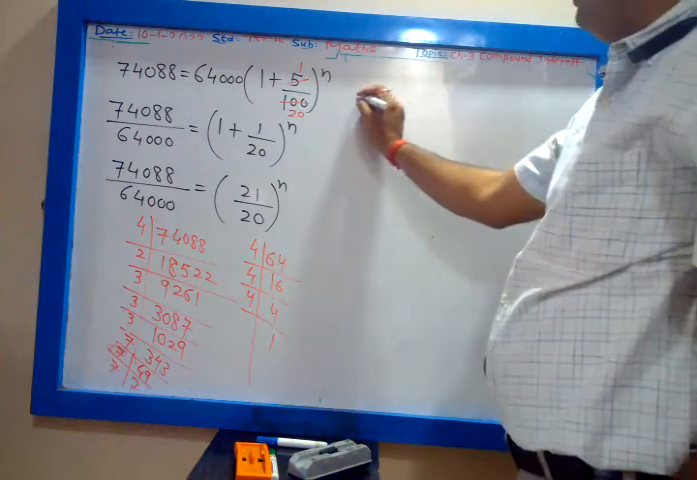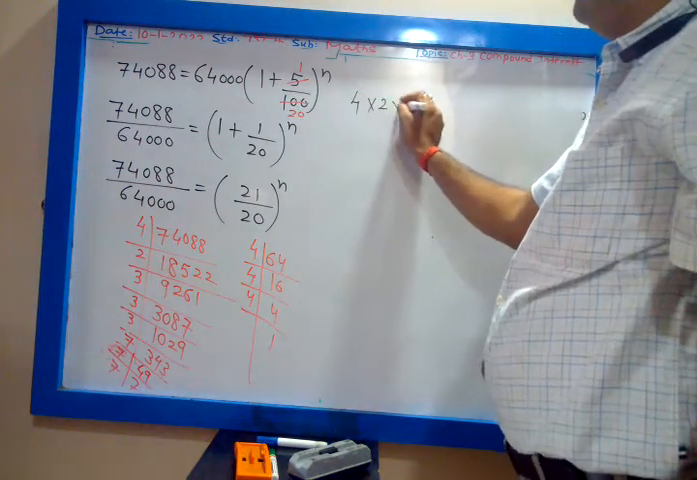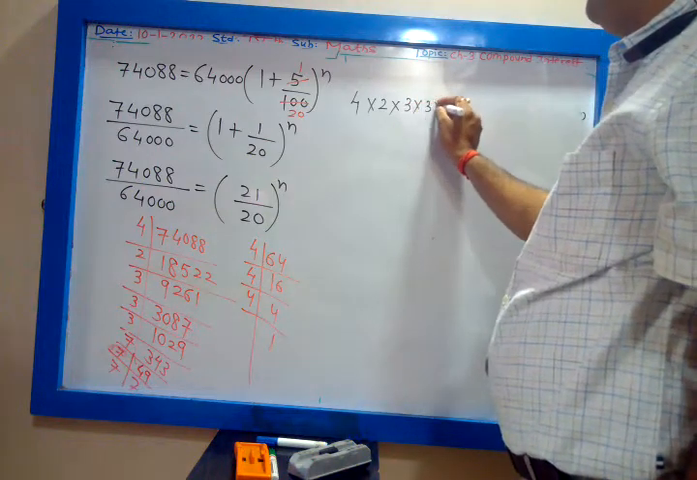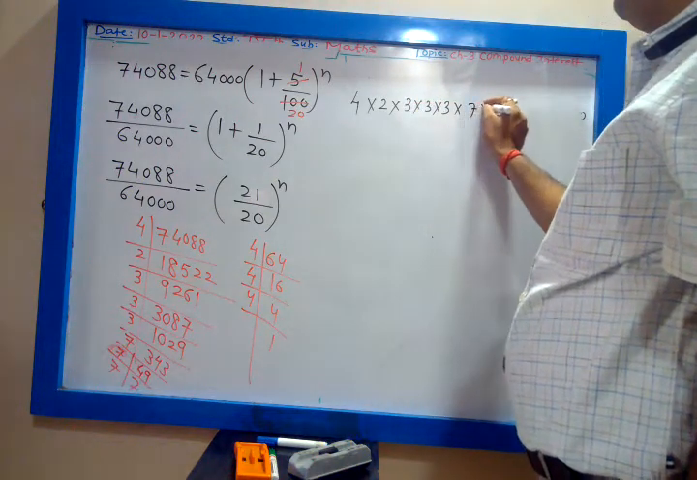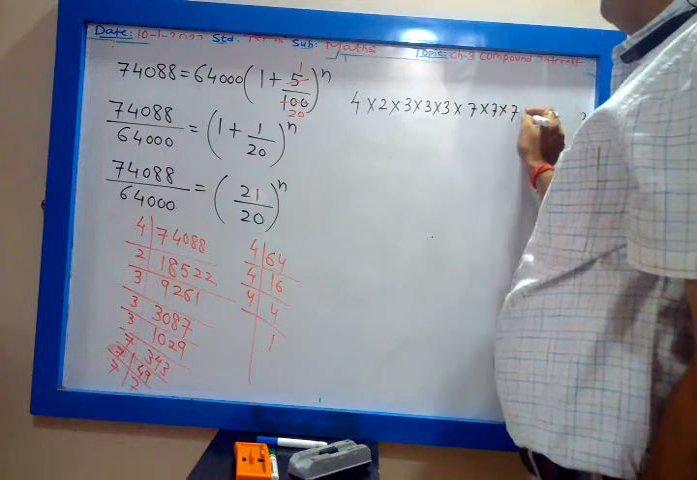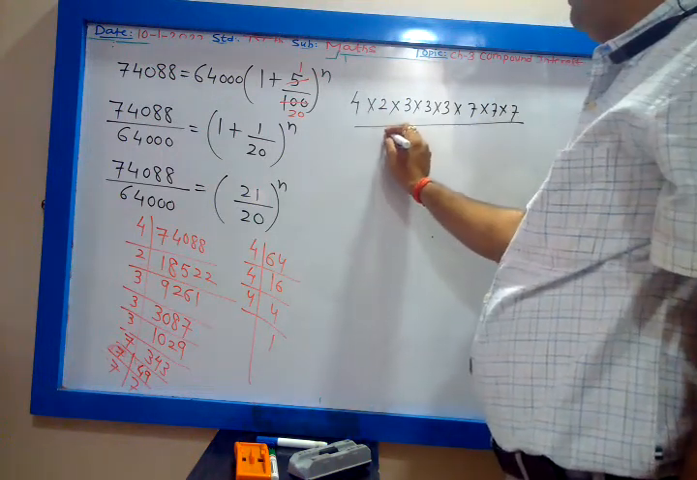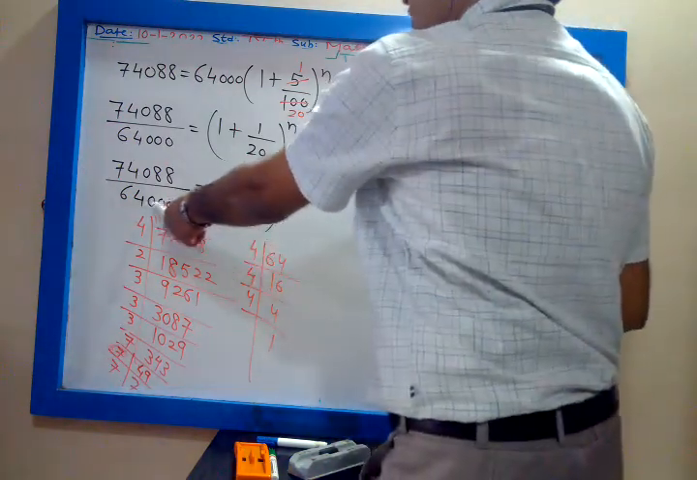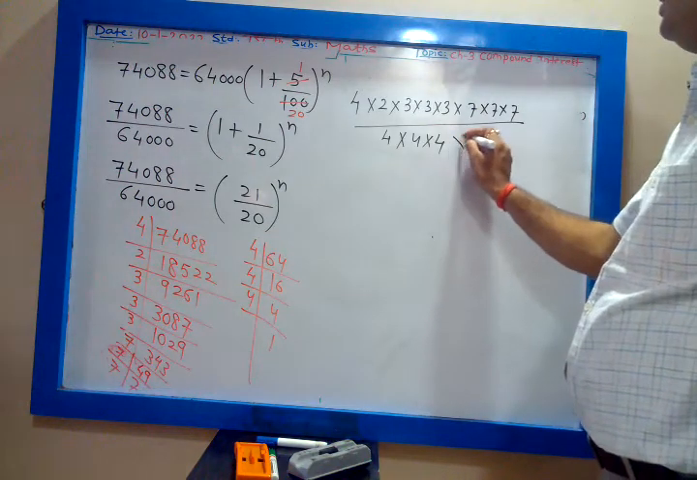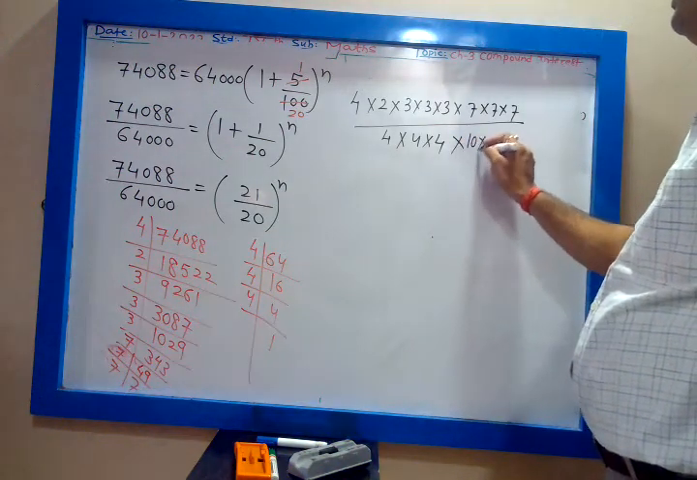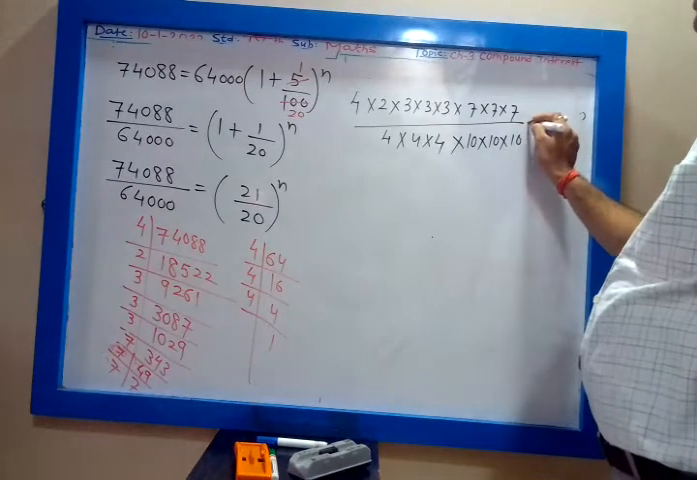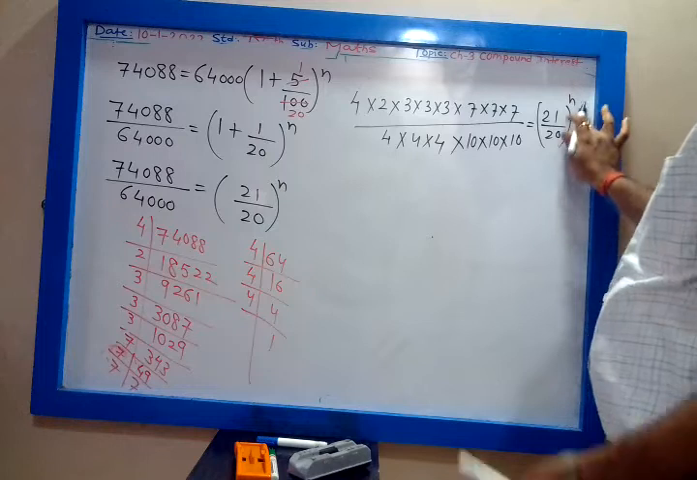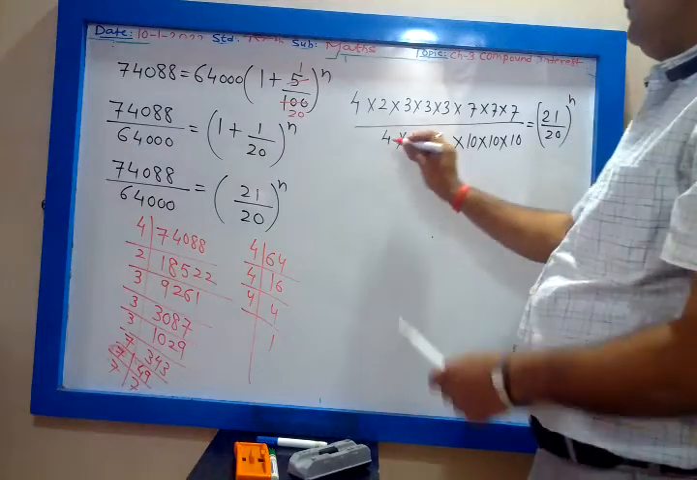So 74088, I will write 4 into 2 into 3 into 3 into 3, 3 times 3 into 3 into 3, then 7 into 7, 3 times 7 into 7 into 7, upon 4 into 4 into 4, that is 64, then 1000 is also there, into 1000. So I will write 10 into 10 into 10, okay? Is equal to 21 upon 20 raised to n. Let us cancel. 4, 4 get cancelled.